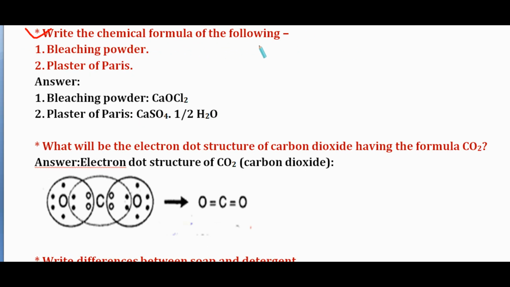Write the chemical formula of the following. Bleaching powder, plaster of Paris. Bleaching powder, CaOCl2. Plaster of Paris, CaSO4 half H2O.